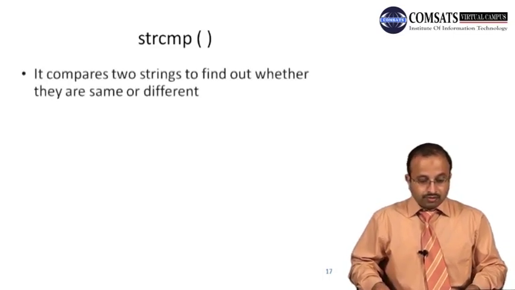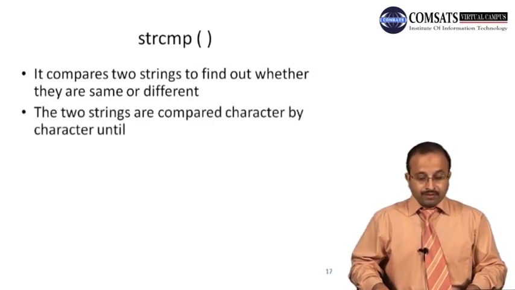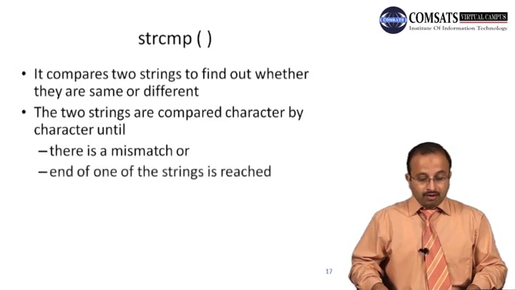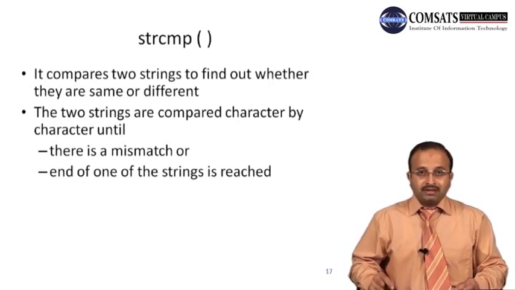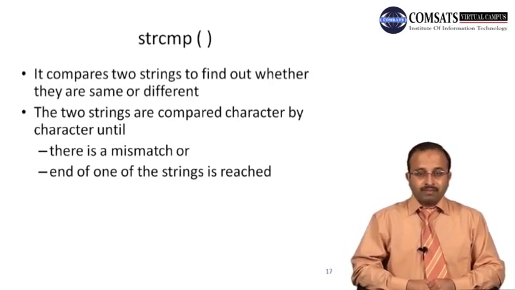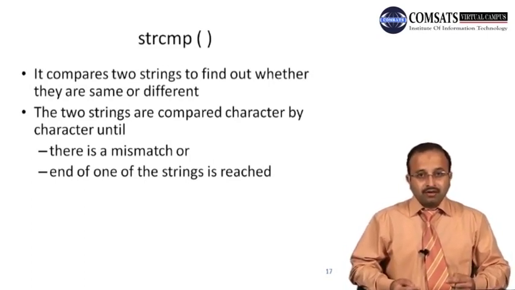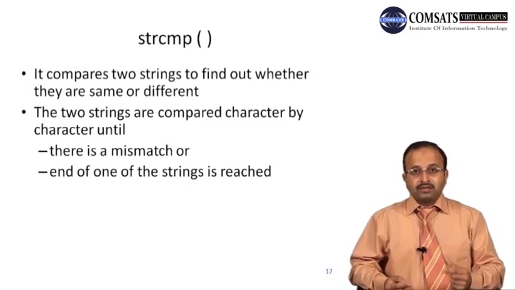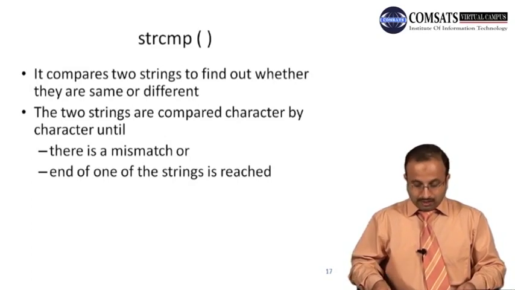strcmp is short for string compare. It compares two strings to find out whether they are same or different. The two strings are compared character by character until there is a mismatch or end of one of the strings is reached. So if the first string is ABC and the second string is also ABC, let's say both are small, so it first compares A with A, then it compares B with B, then it compares C with C, and then there is a null, so it returns 0. This means that both strings are equal.